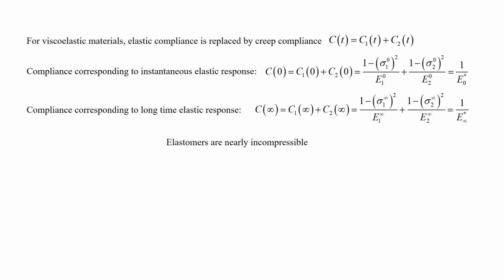Here, as I wrote, elastomers are nearly incompressible in most cases, so we can simplify it. We can write that sigma 1 is equal to sigma 2, and that is equal to 1 by 2. So 1 minus sigma 1,0 squared will be equal to 3 by 4, and 1 minus sigma 2,0 squared will also be equal to 3 by 4. We can write it like that because these elastomers are nearly incompressible materials.